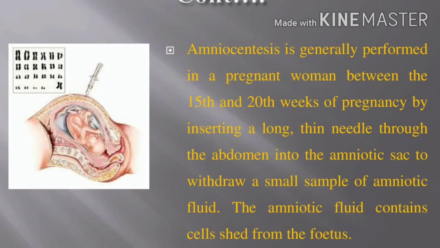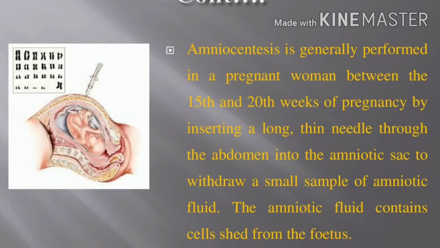amniocentesis? Amniocentesis is performed in pregnant women at a gestation period of the 15th to 20th weeks. How is this procedure done? A long, thin needle is inserted through the abdomen into the amniotic sac to collect a sample of amniotic fluid. The amniotic fluid contains cells shed from the fetus. It is used for karyotyping studies to detect chromosomal abnormalities of the fetus. This is an important question.